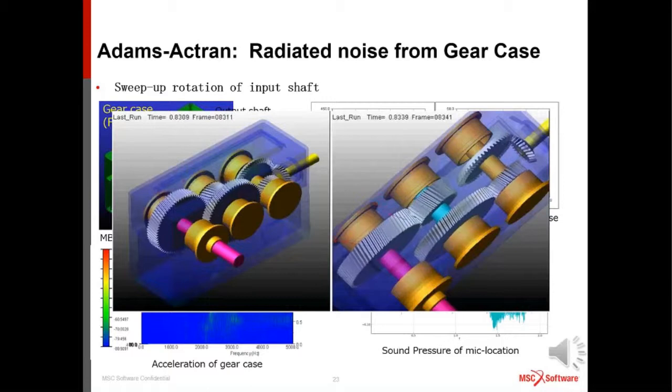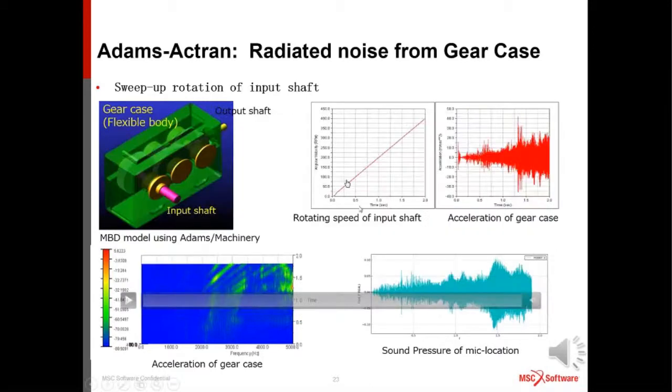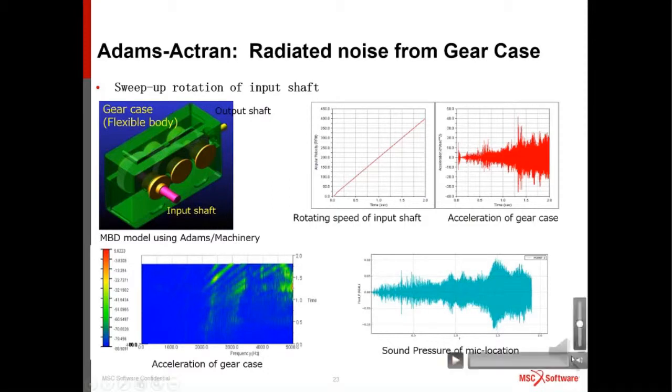So with this solution, you can really capture the effect of how the moving mechanism and varying forces can affect your noise performance. And the picture here is one of the sound pressure plots you can get from the Actran post-processing. And you can actually hear the noise. I don't know if it's loud enough to hear it here. Try to play that.